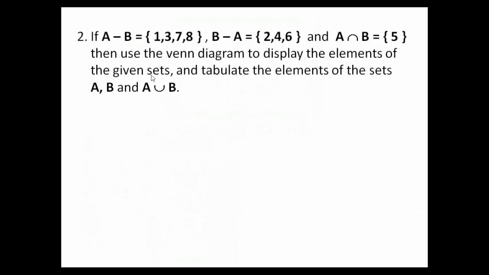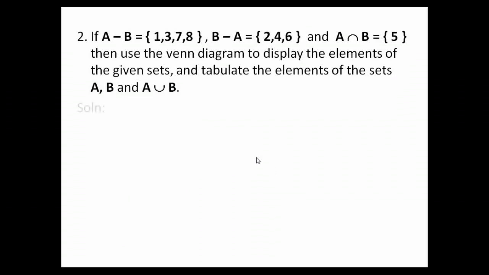Next question. If A minus B is equal to 1, 3, 7, 8, B minus A is equal to 2, 4, 6, and A intersection B is equal to 5, then use the Venn diagram to display the elements of the given sets and tabulate the elements of the sets A, B and A union B. Here this question is asking us to represent the elements in the Venn diagram, and then with the help of that Venn diagram find the value of sets A, B and A union B.